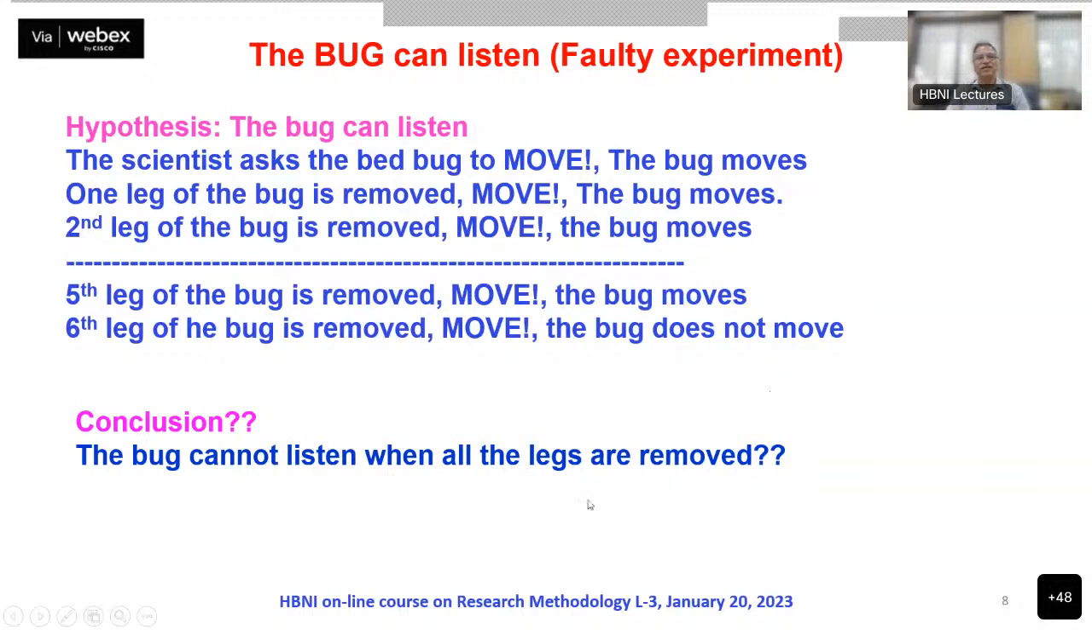So this is a faulty experiment. The bug is not able to move because he cannot move. He doesn't have any legs. But the scientist concludes that he's not able to listen. So this is how it has to be in sync. What is your hypothesis and what is your experiment? They have to be proper.